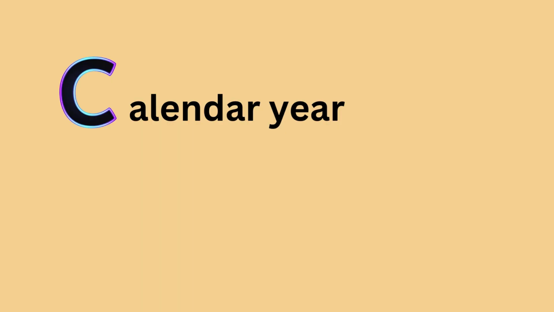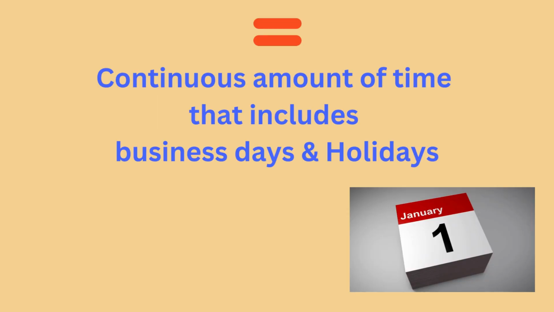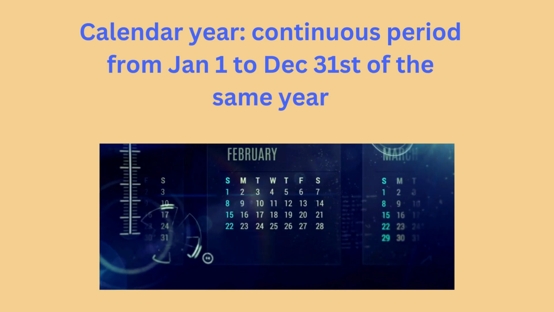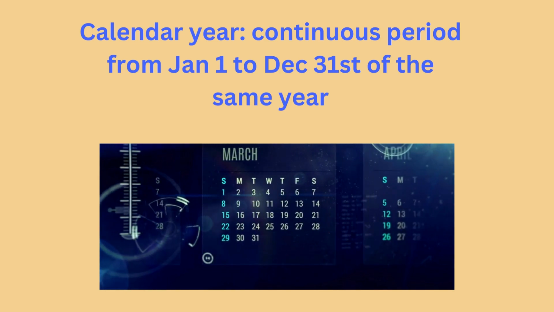The calendar year is the continuation of a specific amount of time that includes all the business days and the holidays. So the calendar year usually means January the 1st to December the 31st of that same year.